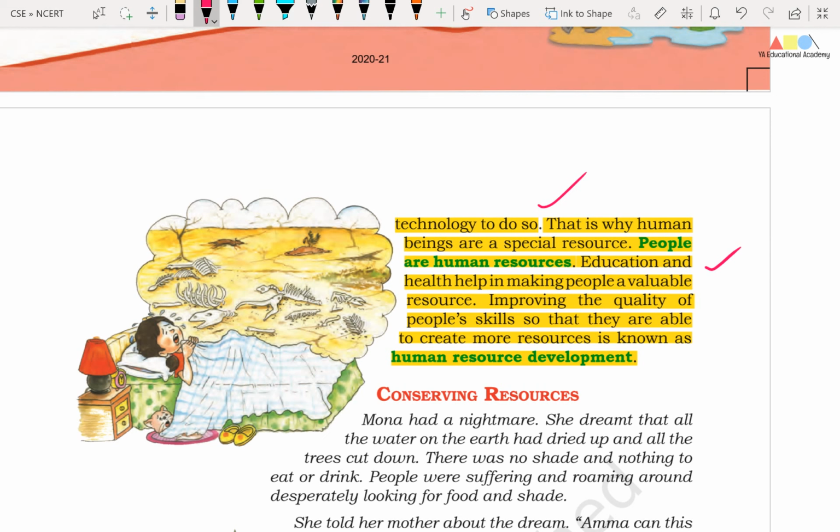Right friends, education and health help in making people a valuable resource. So what makes us a valuable resource? Education and health. Right friends, improving the quality of people's skills so that they are able to create more resources is known as human resource development. We are focusing very much on this aspect, that is human resource development.